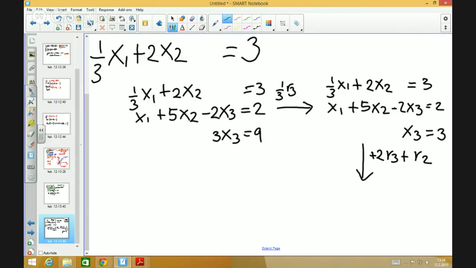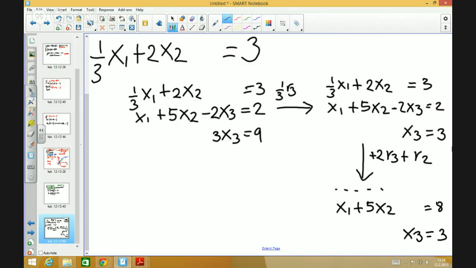So the first equation remains unchanged. I'm not going to write it. The second equation becomes x1 plus 5x2. Now the minus 2x3 disappears because of the plus 2x3. And so I have 2 times 3, 6, plus 2, 8. That's what I get for the second equation. And I know that x3 is equal to 3.